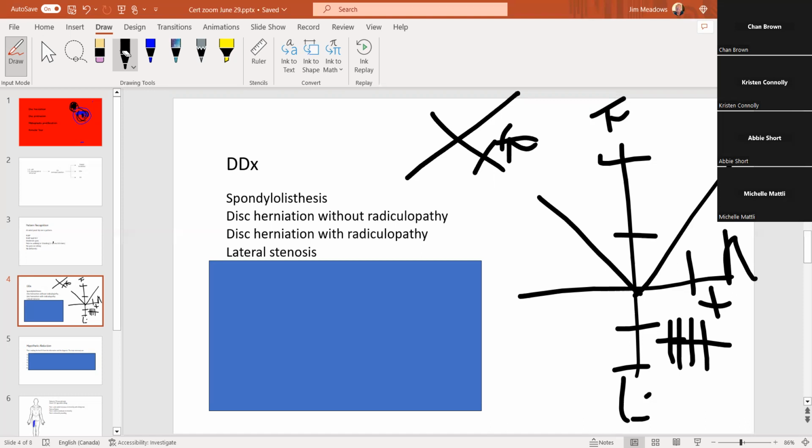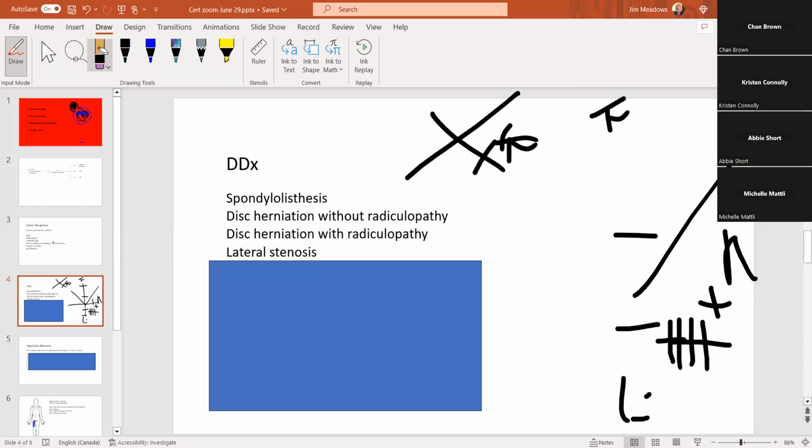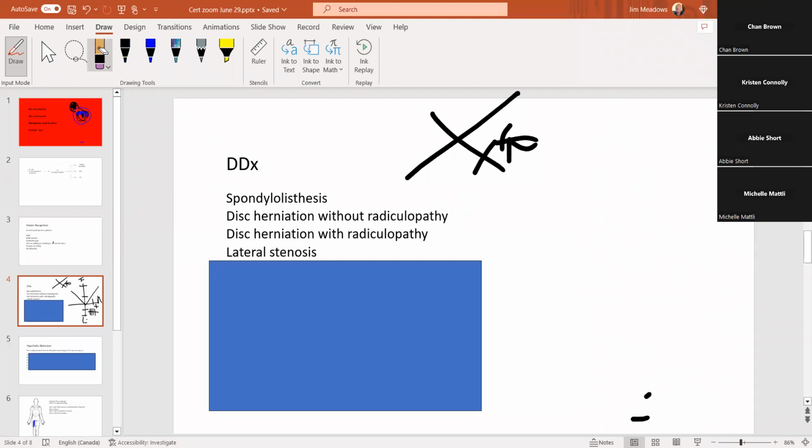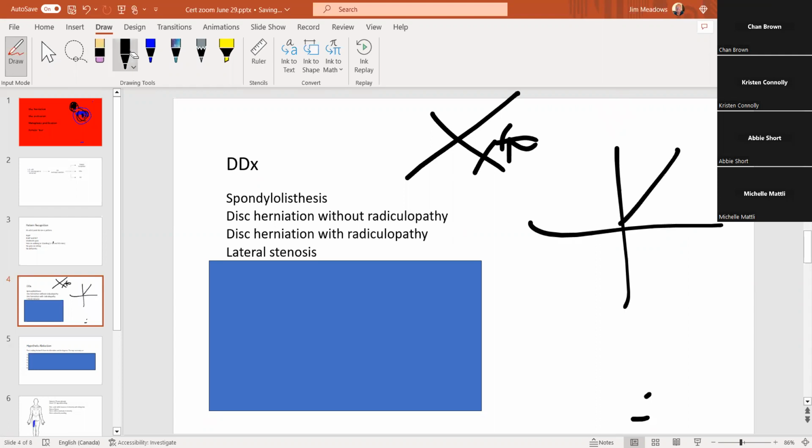That'd be stenosis. It's also what a segmental dysfunction looks like. Unfortunately, it looks like a lateral stenosis. It's going to look like that if this is subluxed into flexion, so it can't extend, so you're going to see this happening.